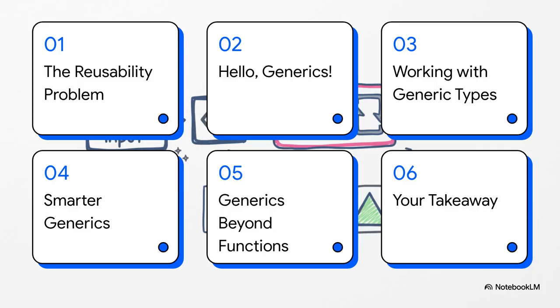So here's how we're going to tackle this today. First, we'll really get into the weeds of that reusability problem. Then, we'll introduce the star of the show, generics. We'll see how to use them, and then how to make them even smarter with something called constraints. We'll take a quick look at where else generics pop up, and finally, we'll wrap it all up with what you really need to remember.